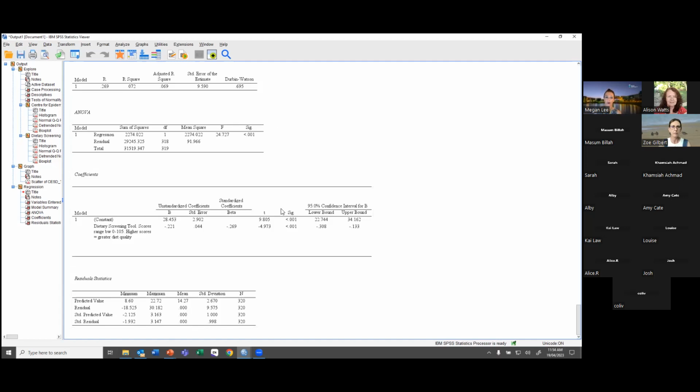However, because we've got a significant ANOVA, we want to see what in the model is significant. Just diet quality is in there by itself, so it should be significant, which we found here. Our unstandardized beta here tells us as diet quality goes up by 1 unit, depressive symptoms go down, because it's negative, by 0.22 units. Now, that's okay in a simple linear regression because it's not being compared to other predictors. But when it is being compared to other predictors, it's better to use the standardized beta, which is quite close. So the standardized beta means that as dietary screening tool or diet quality goes up by one standard deviation, depressive symptoms will go down by 0.269 standard deviations. And that is a significant change.